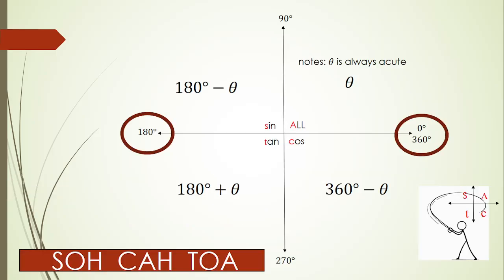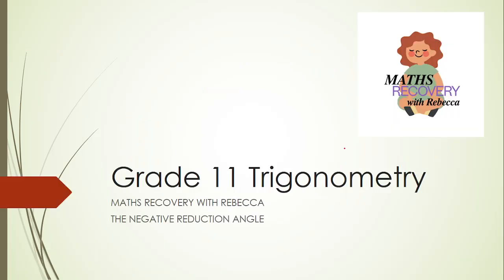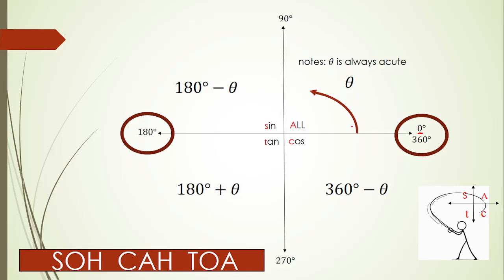Okay, so we need to understand this, which we have already looked at from the first video. Starting in quadrant 1, from 0 to 90, that's an acute angle, which is theta, and then our reduction formula plays out. Going in an anti-clockwise position, you'll see that positives go in an anti-clockwise position.